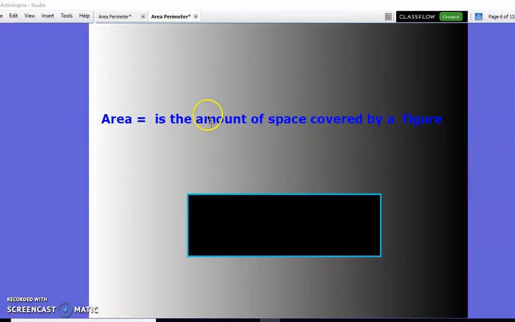Next, we're going to look at solving area word problems. But first, let's go over what area means. Area is the amount of space covered by a figure. So now we're working with the inside of the figure.